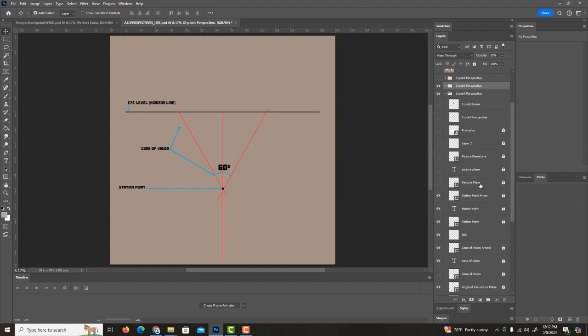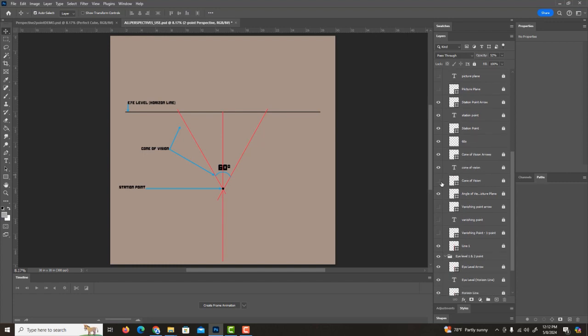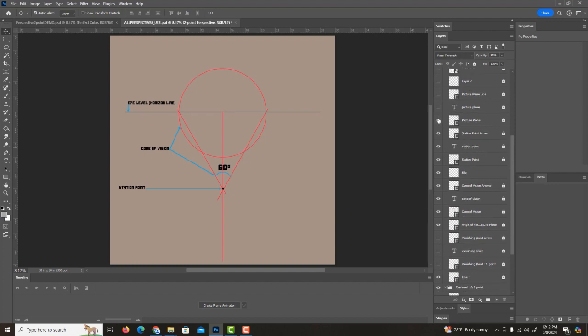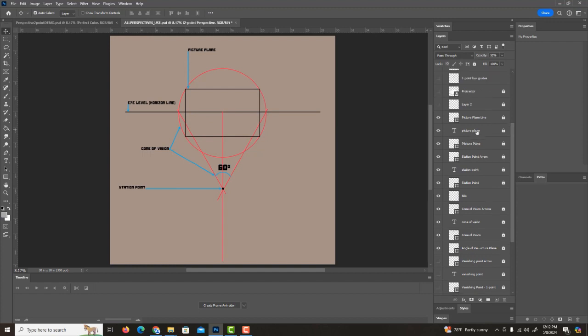So we can place our cone of vision here. From the station point where the viewer is, at a 60-degree angle, where the lines cross the eye level or horizon line, that's the range of your cone of vision. And then your picture plane is going to be drawn within this. Again, if you have your picture plane outside of your cone of vision, you can still draw and you will get some interesting effects, but you will get more distorted perspective.